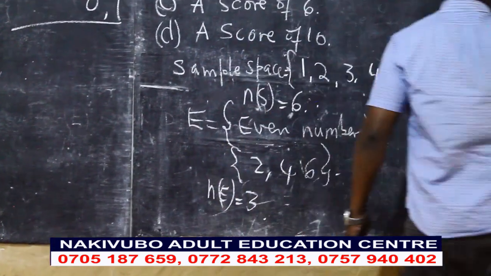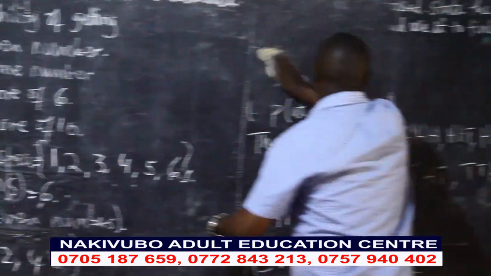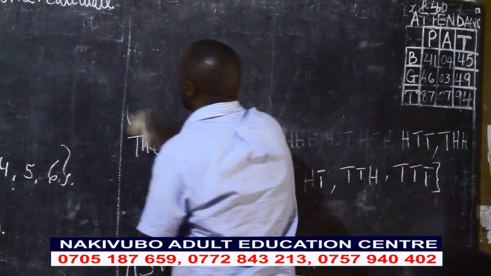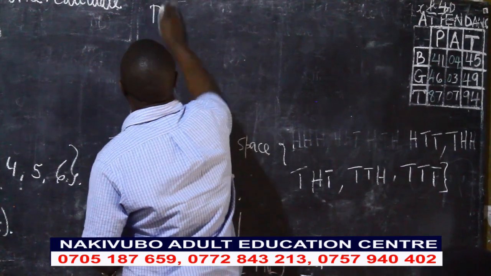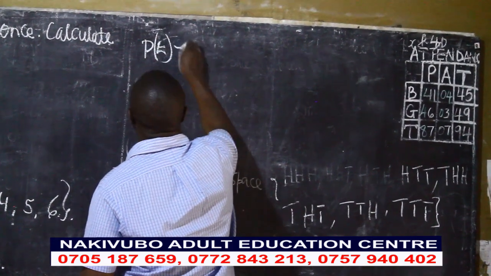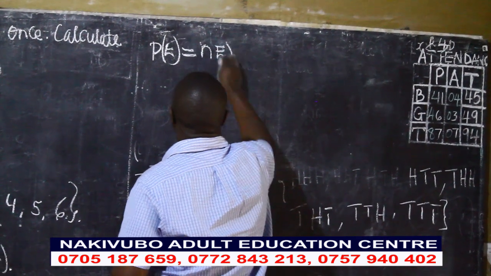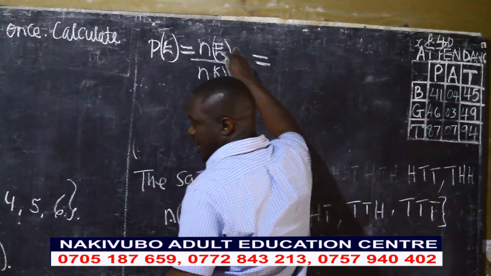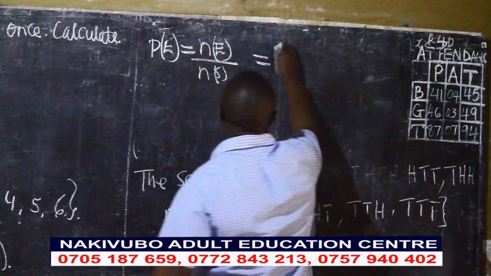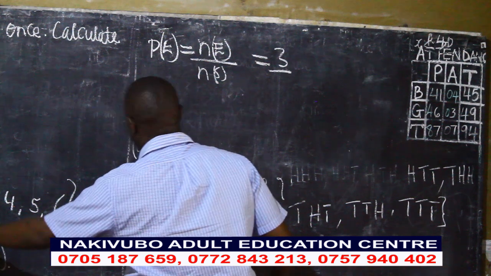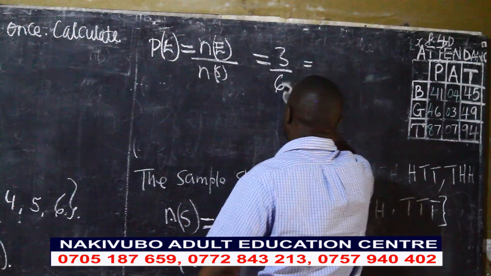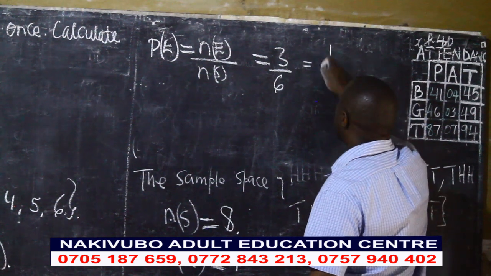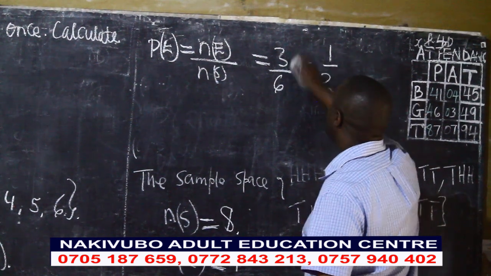Is that it? So, how do we get the probability? Probability P(E) is equal to NE over NS, where NE is 3 and NS is 6. Therefore, we can reduce the probability. It becomes a half.